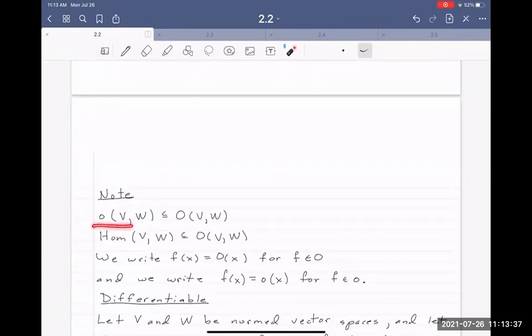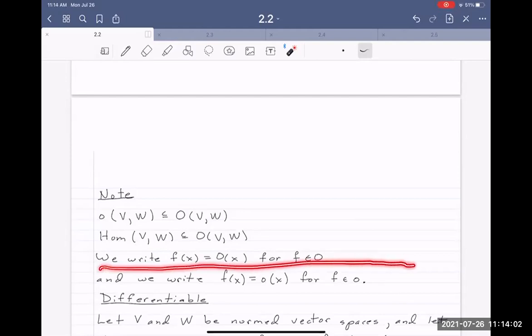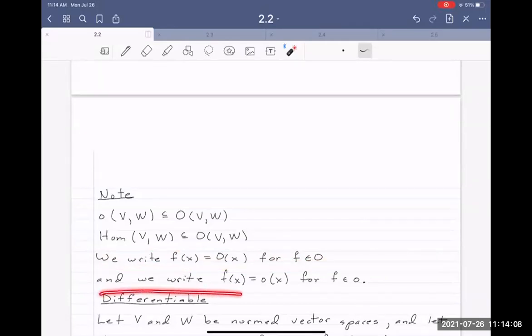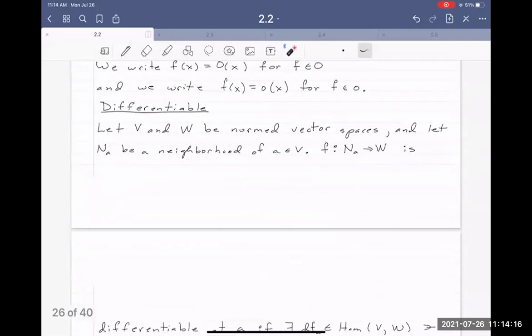So note that little o of VW is a subset of big O of VW. So again, we usually write f of x equals big O of x if f is big O, and we write f of x equals little o of x if f is little o.